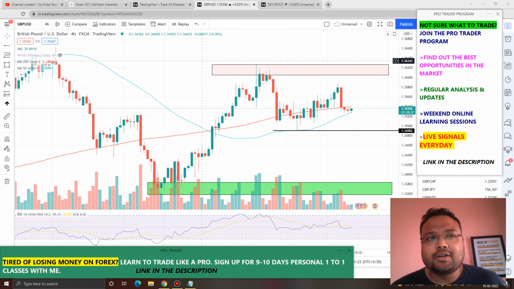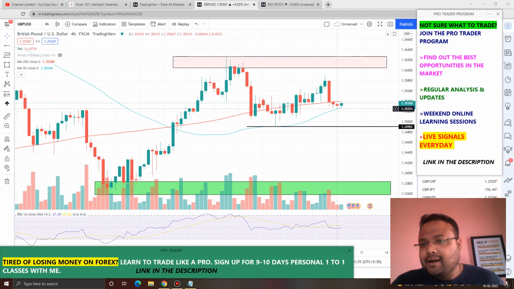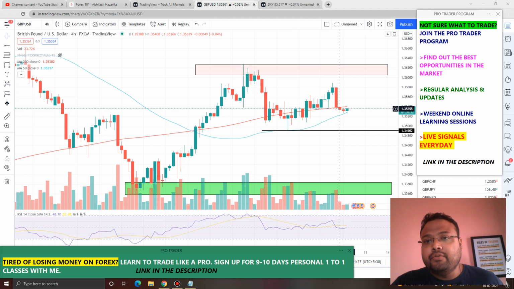So this is the Forex chart of GBP USD, pound dollar, in front of us right now. The current market price is 1.3536. This is the current market price here. And as we can see, the market is right now standing at the 50 moving average here.